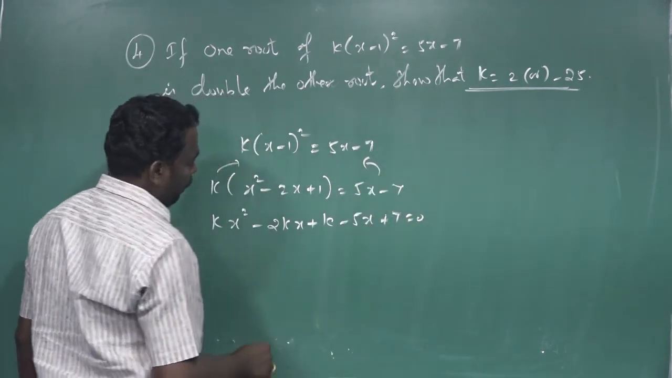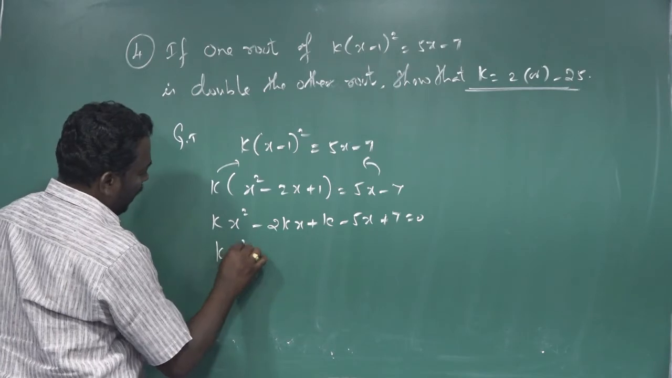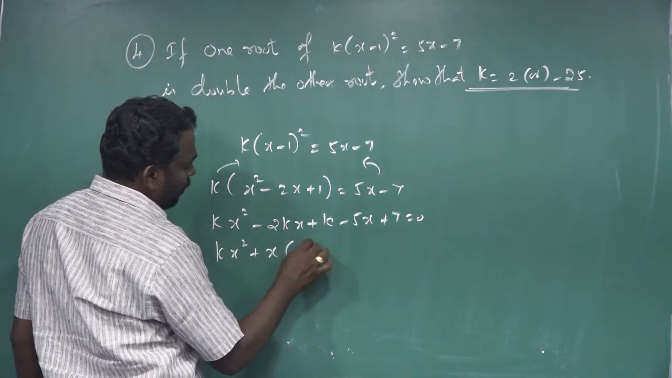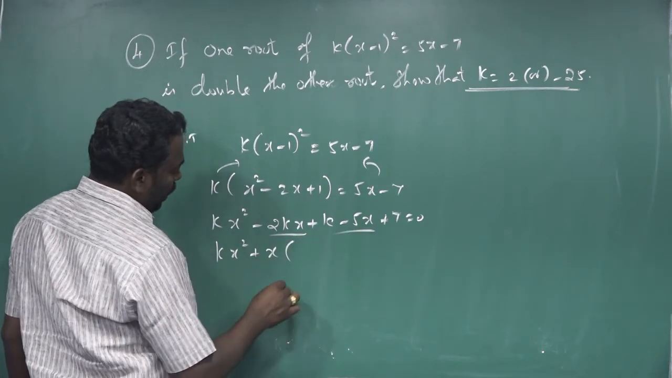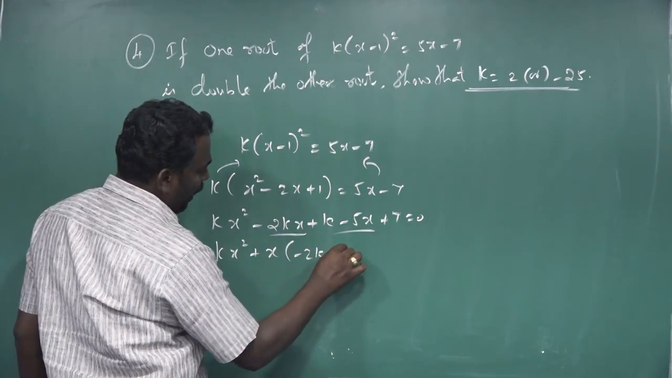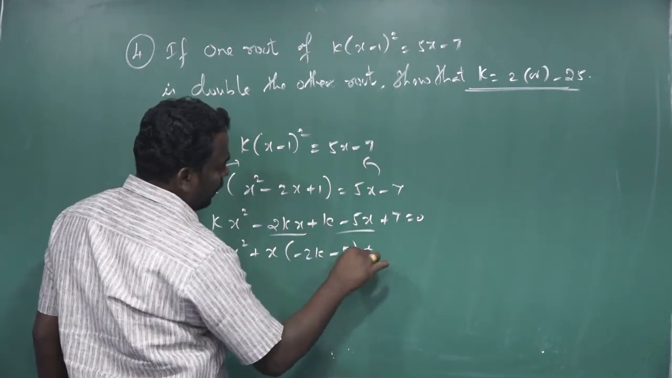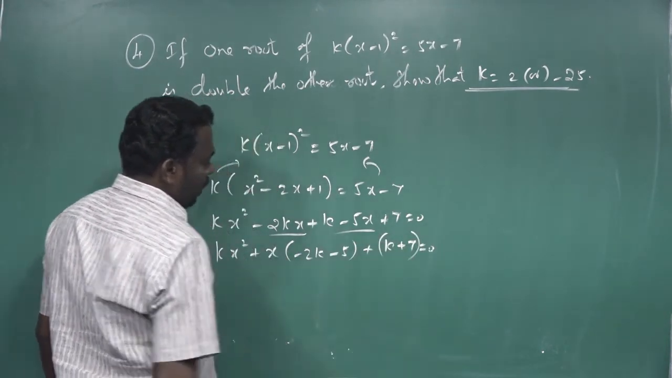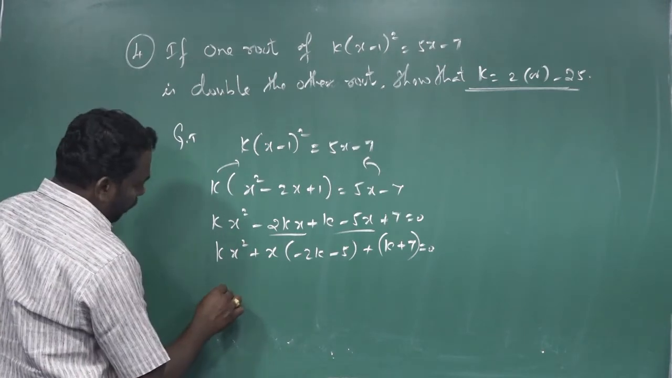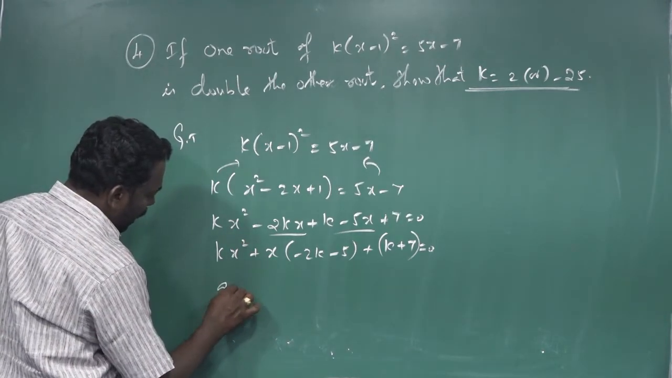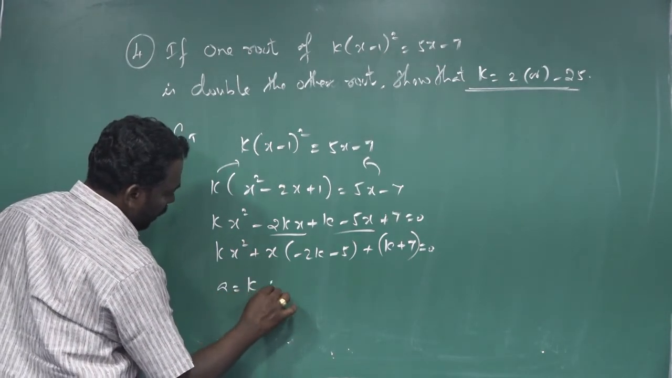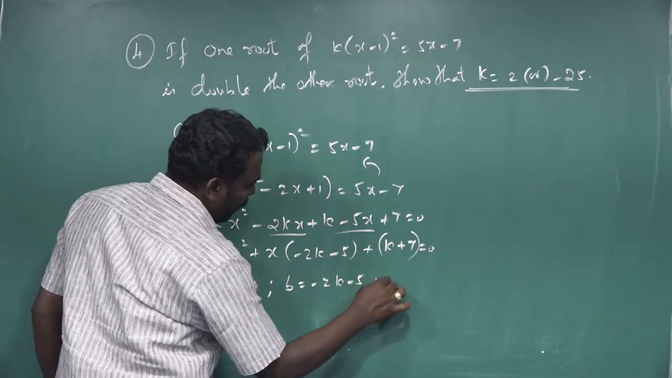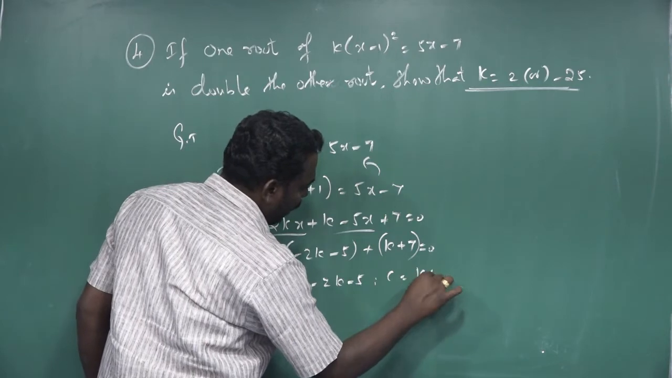Just transfer the terms. Now kx square, and then taking x common from the two x terms, minus 2k minus 5 times x, plus the constant term k plus 7, that is equal to 0. Now in this equation, a is defined by k, b is defined by minus 2k minus 5, and c is defined by k plus 7.